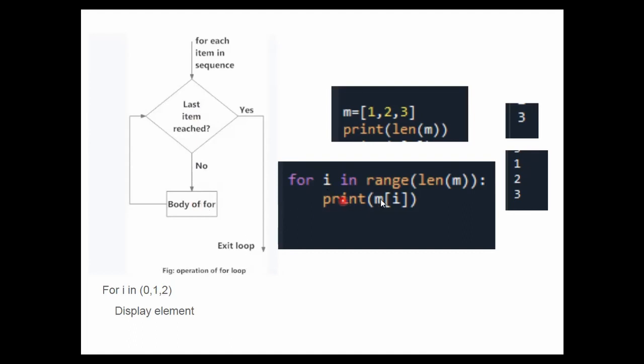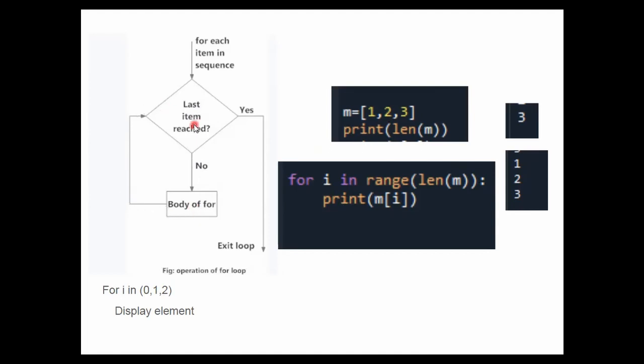What is there in the body of the for loop is again M of 1. So what is M of 1? What is present at the index number 1? At the index number 1, value 2 is present, so value 2 will be displayed. Again, after execution of the body of the for loop, it will enter the for loop again.